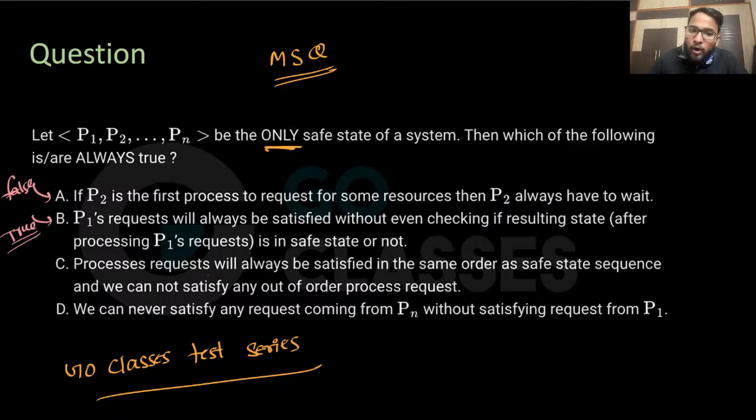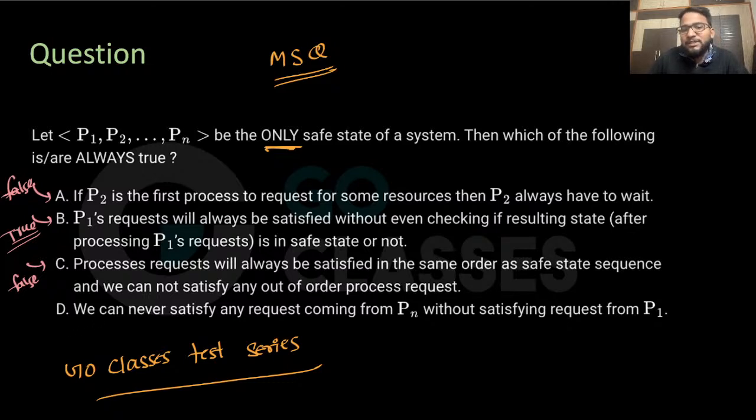Processes' requests will always be satisfied in the same order as the safe sequence, and we cannot satisfy any out of order process request. Is this true or false? Okay, let me know. Yuvraj, Akash, Devaranjan. So I think this is false, right? We can satisfy an out of order request. It depends whether the resulting state is safe or not, right?